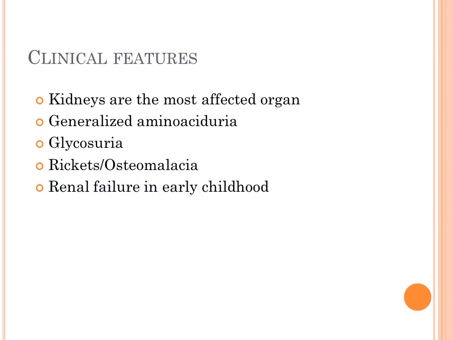Kidneys here are the most important, mostly affected organ. There will be generalized aminoaciduria as well. Because of the dysfunction of the kidneys, glycosuria will be there, as well as abnormality of the kidney. It can further lead to rickets and osteomalacia because of the excessive excretion and defect in vitamin D and calcium metabolism. And renal failure can take place at an early age, and by the first decade the person may die because of this cystinosis. So this is about the cysteine metabolism.